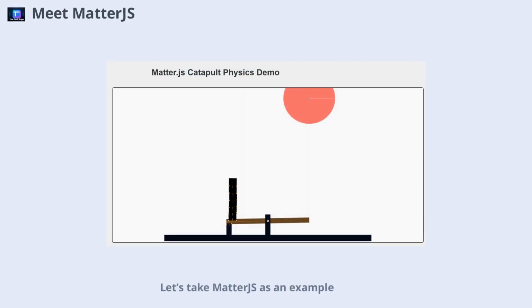Let's take Matter.js as an example. Matter.js is a powerful physics engine for JavaScript, letting you create everything from catapults to pendulums. It's a fantastic tool for building interactive games and simulations. But as cool as it sounds, getting started isn't always straightforward. Many developers, myself included, have run into issues when trying to use it right out of the box. The documentation might look simple, but real-world usage often leads to unexpected errors.